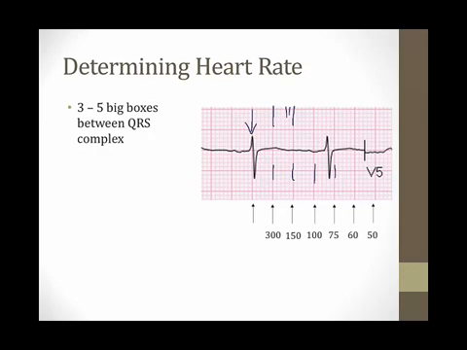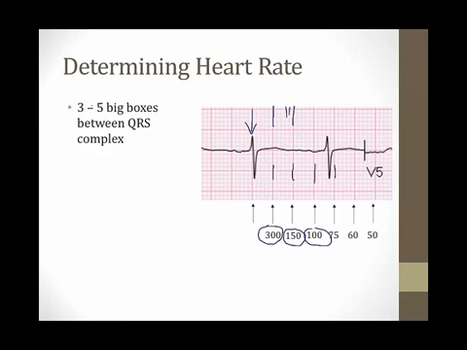Once you know how many big boxes, you can determine the heart rate. If there were just one big box between the QRS complexes, the heart rate would be 300. If there were 2, it would be 150. If there were 3, it would be 100. Each additional big box represents a heart rate of 300 divided by the number of big boxes.